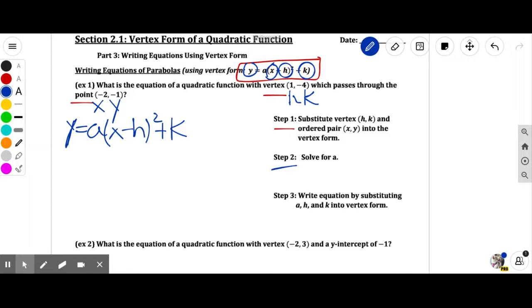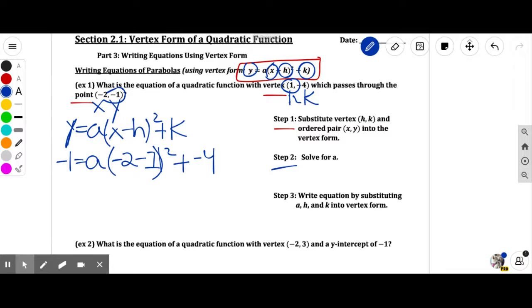So instead of y, I'm going to plug in -1. We don't know a, that's what we're going to find. Instead of x, I'm going to plug in -2, and then it's minus h. If we look over here, h is 1. And then plus k. k is -4. Okay, so that's what it looks like when we just plug in. Now we have to solve.